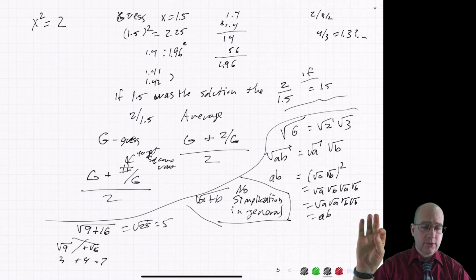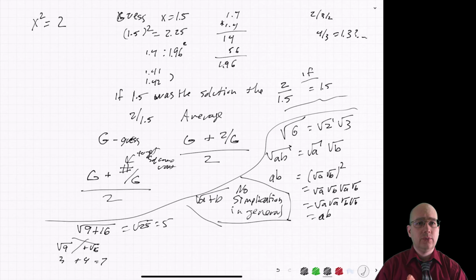Take the number you're trying to find the square root of, divide by your guess, and then average the two, because you've got the two things. And then just keep doing that.